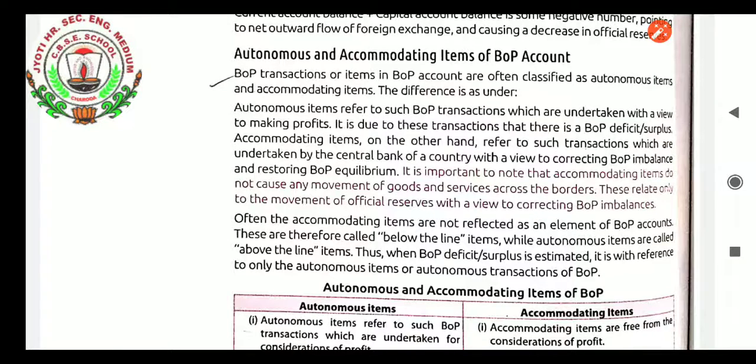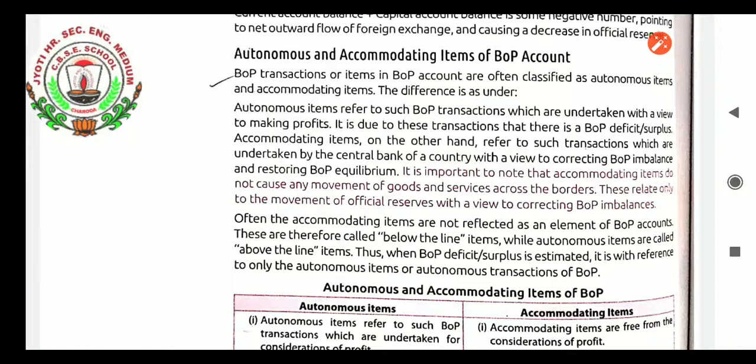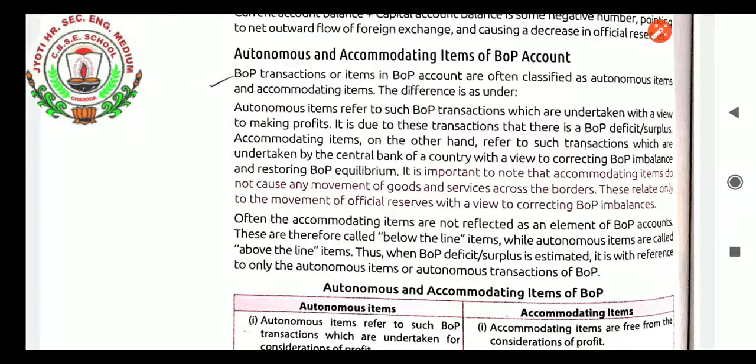Autonomous refers to such balance of payment transactions which are undertaken with a view to making profit. It is due to these transactions that there is a balance of payment deficit or surplus. Accommodating items, on the other hand, refer to such transactions which are undertaken by the central bank of a country with a view to correcting balance of payment imbalance. So this point you have to remember that autonomous transactions are generally undertaken with a view to making profit.